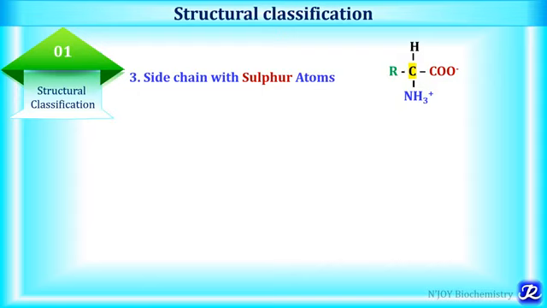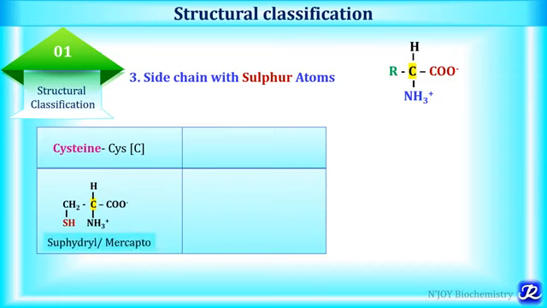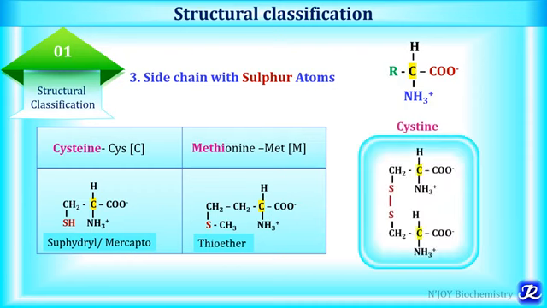In structural classification, the third group is amino acids having a side chain with sulfur atoms, and the examples are cysteine, which has a sulfhydryl group, also called a mercapto group, in its side chain, and methionine. Methionine has a sulfur atom in its structure, and this is called a thioether group. So these are cysteine and methionine, the sulfur containing amino acids. This is the structure of cysteine. Cystine is a condensation product of two molecules of cysteine linked through a disulfide bridge, and this contributes extensively to higher levels of structural organization of protein.